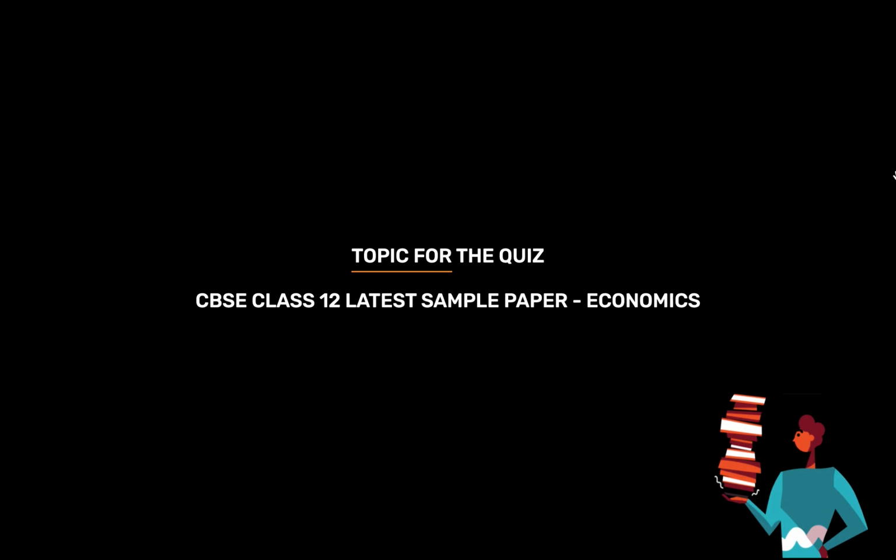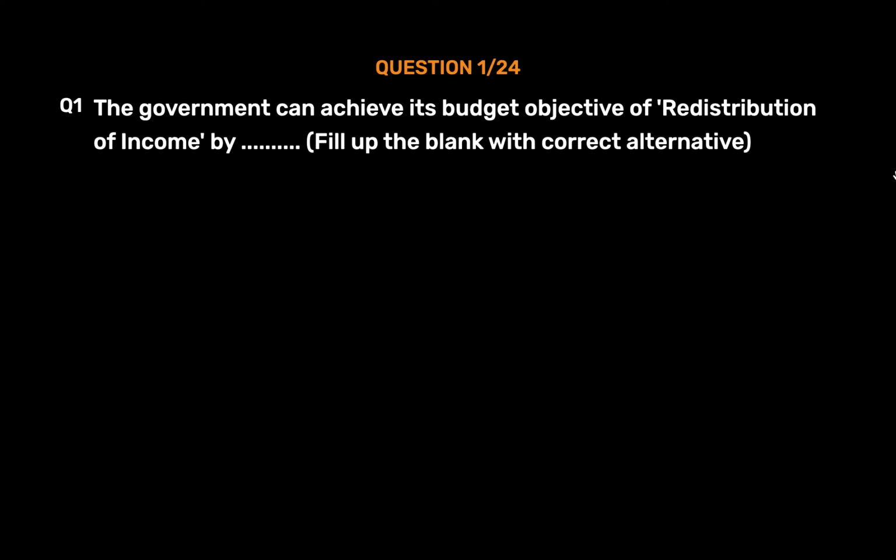For today's quiz is CBSE Class 12 latest sample paper, Economics. Question number 1. The government can achieve its budget objective of redistribution of income by fill up the blank with correct alternative.